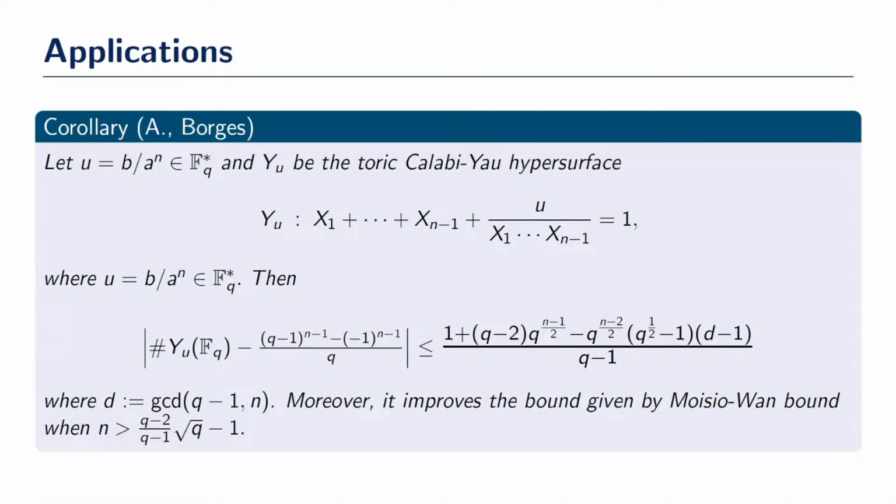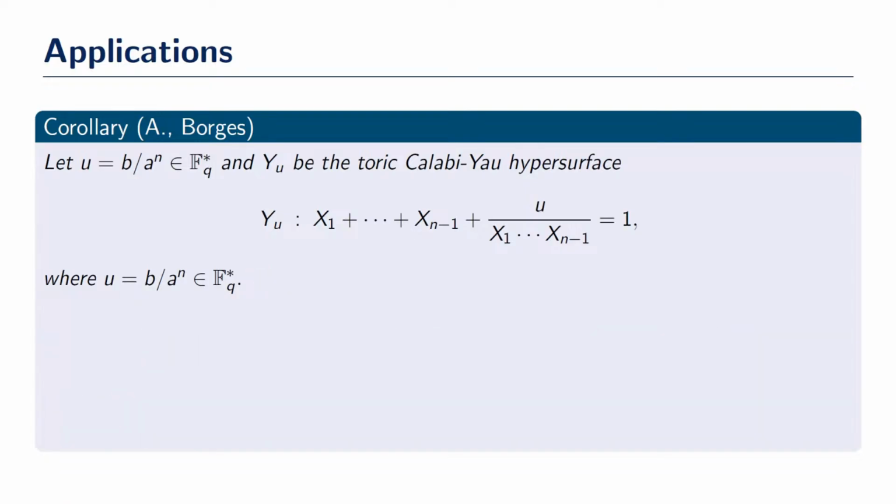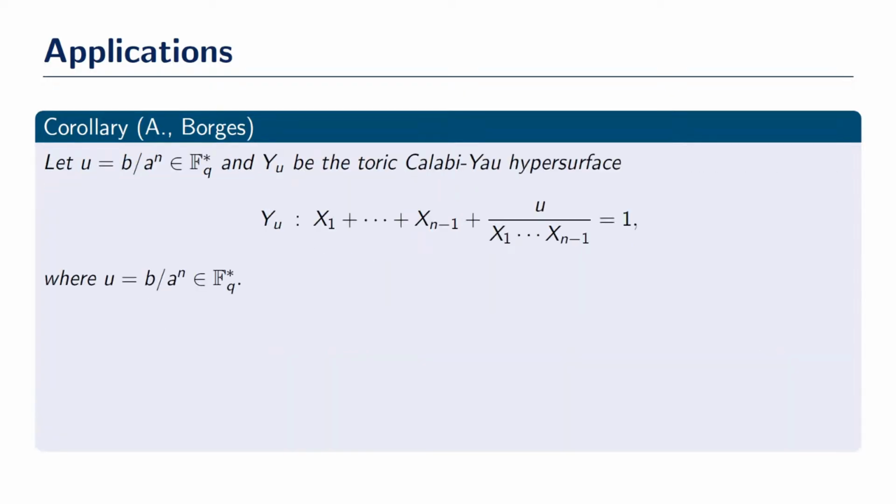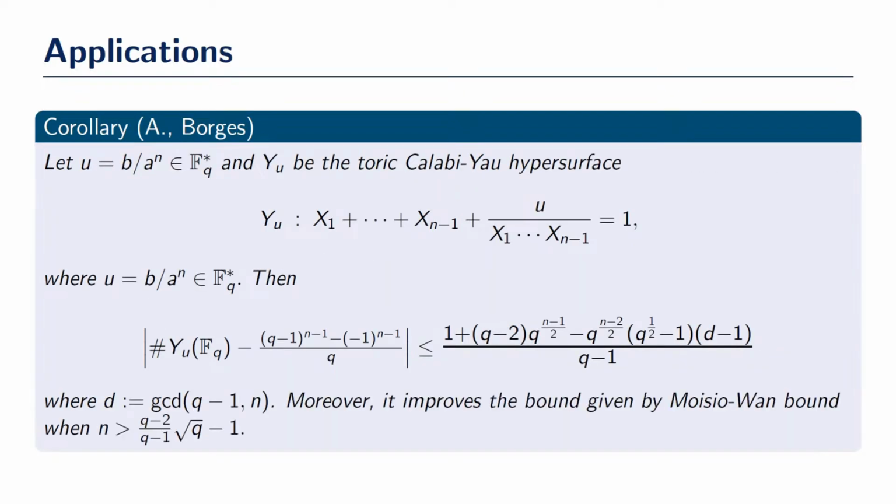Of course, you can ask me what the situation is when q is odd and n is even. We also have improvements on that bound. Before, I was considering q odd and n even, but here I just put the general case. But if we consider q odd and n even, we have better bounds for this toric Calabi-Yau variety. Okay, this is another application of our method.